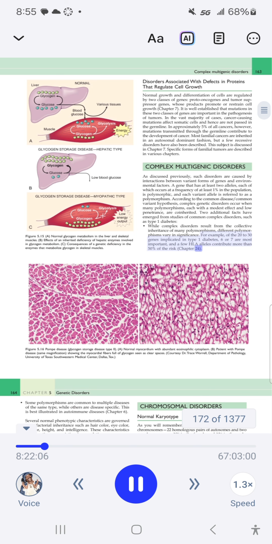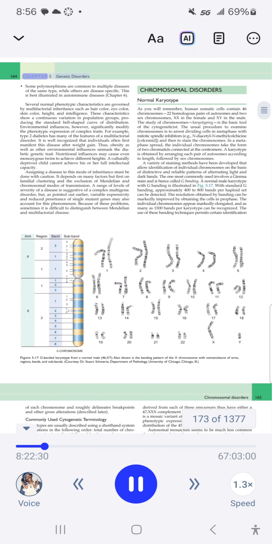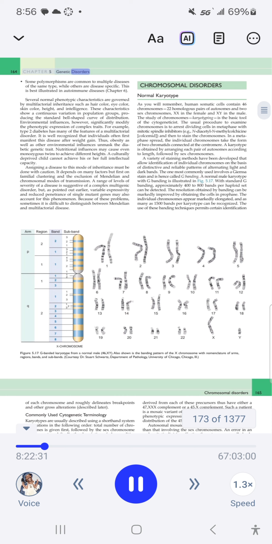Figure 5.16. Pompe disease, glycogen storage disease type II. A. Normal myocardium with abundant eosinophilic cytoplasm. B. Patient with Pompe disease, same magnification, showing the myocardial fibers full of glycogen seen as clear spaces. Courtesy Dr. Trace Worrell, Department of Pathology, University of Texas Southwestern Medical Center, Dallas, Texas. Chapter 5. Genetic disorders.